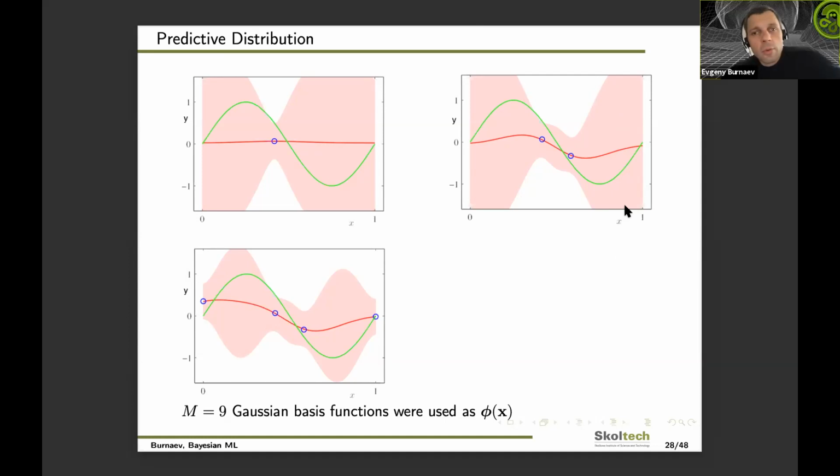But of course, we can consider different strategies. We can, for example, calculate average variance and minimize the average variance. We can calculate predictive error and maximize the predictive average error.